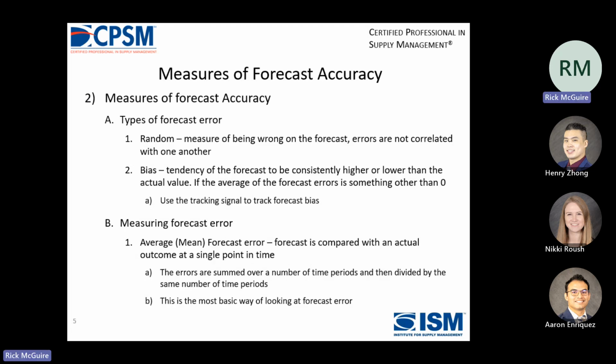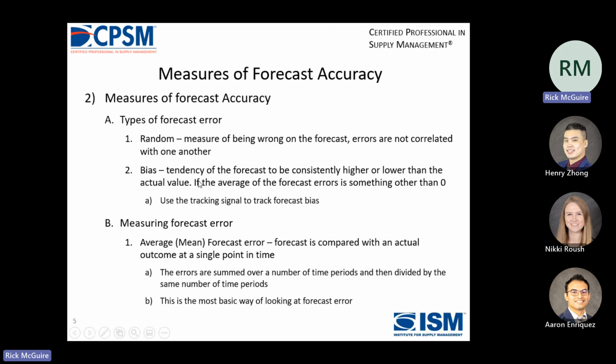So measures of forecast accuracy. Types of forecast error. You have two types of forecast error. You have random error, the measure of being wrong on the forecast. Errors are not correlated with one another. So a forecast is always wrong. The random error is what causes that. It's just there's too many things affecting the forecast to know them all.